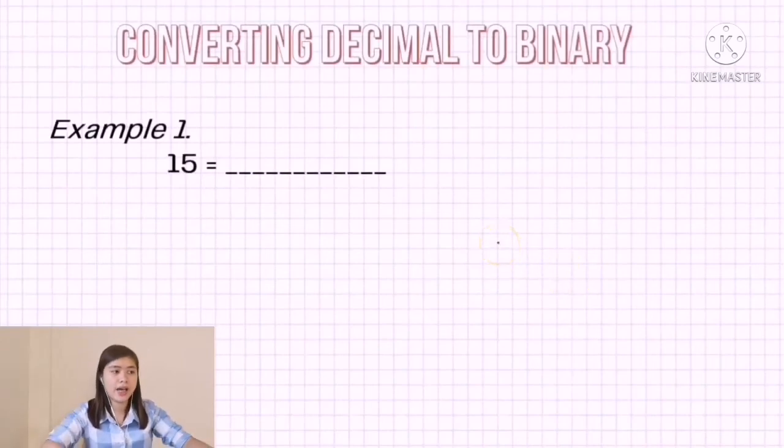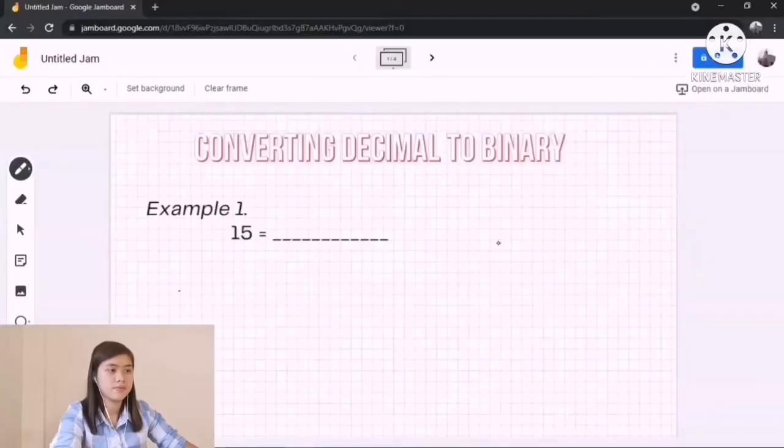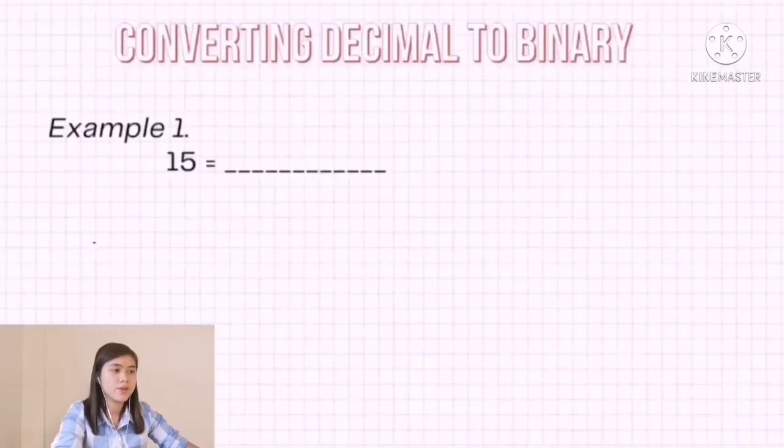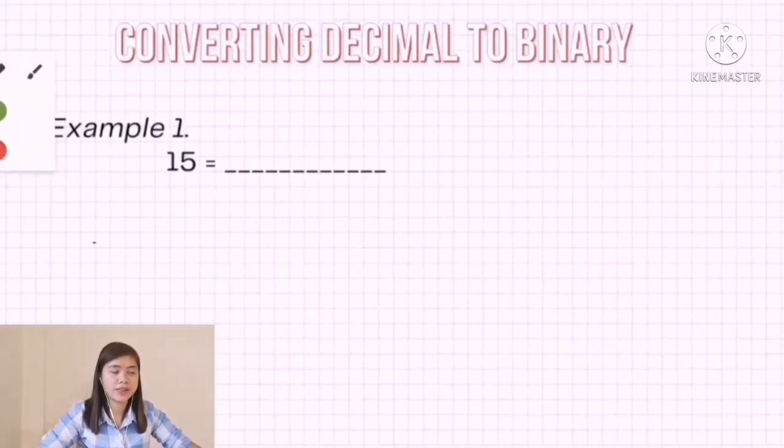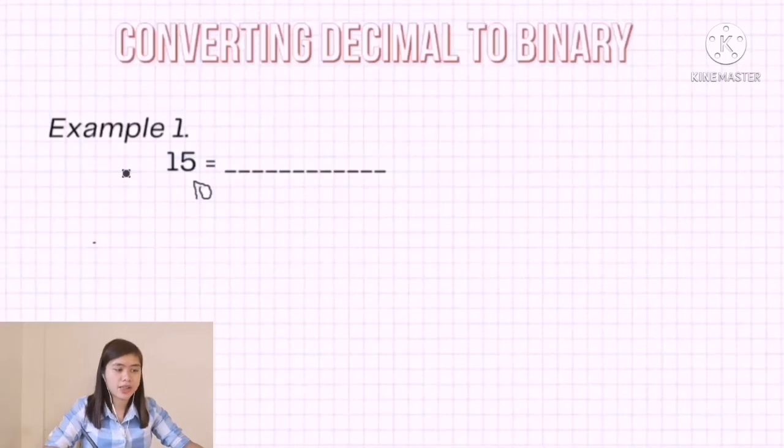For example, we have this decimal number 15. So in this example, our decimal number is 15. Again, what is the base number for decimal numbers? Okay, very good. Don't forget to write the base number, which is 10. So let's try dividing it. So the usual way, this is how we divide a number.